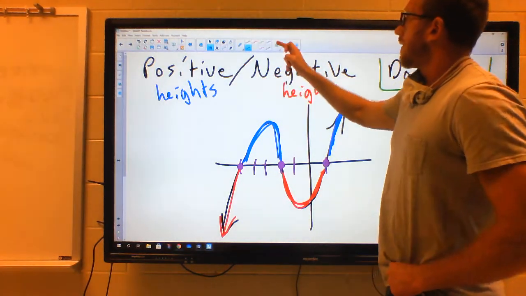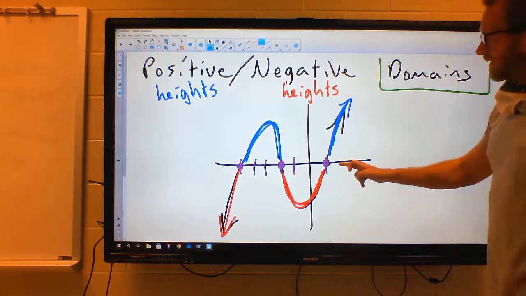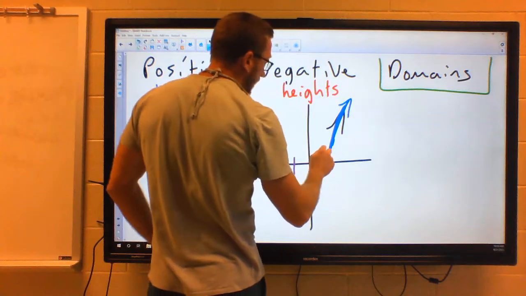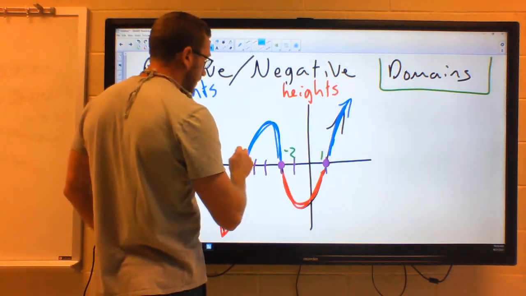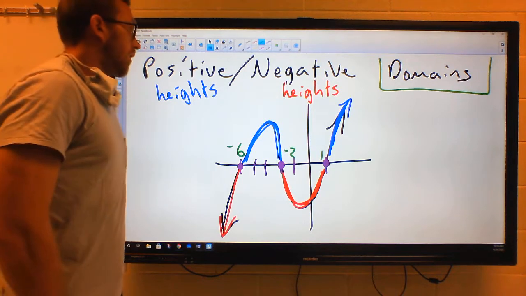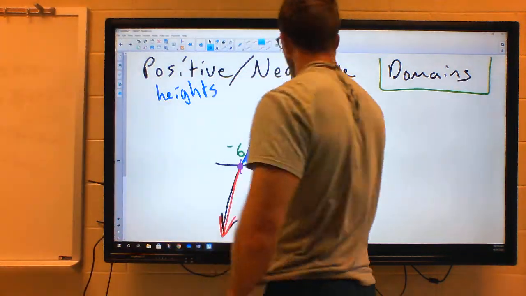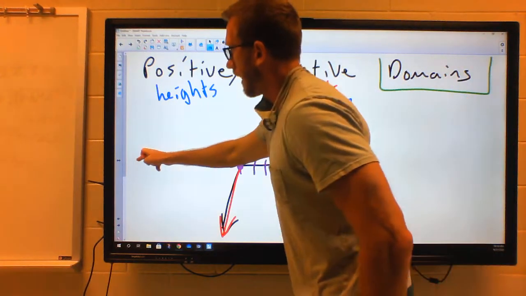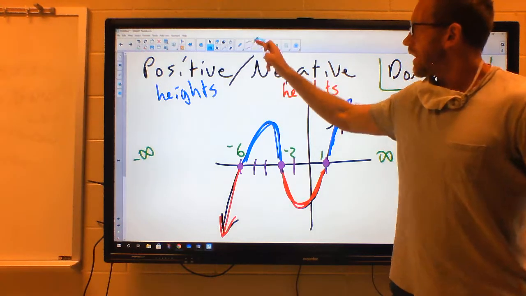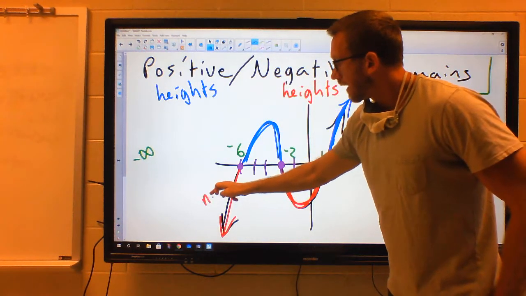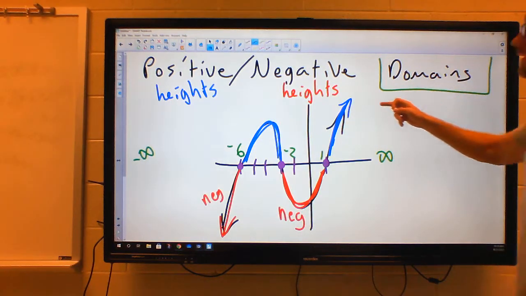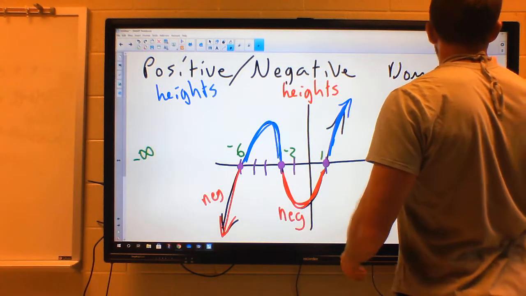And we want to identify these domains. So our zeros right here separate our domains. So 1, -2, and -6. Our zeros separate our domains. And obviously negative infinity and infinity on the right. So that gives us a negative region right here. We also have another negative region right there. Okay, so our negative domain, I'll write that over here.